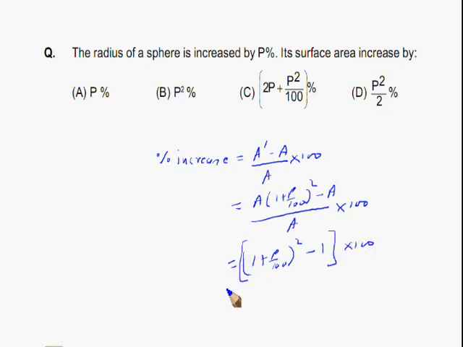into 100. Now by expanding this, (a plus b) the whole square, that is a square plus b square plus 2ab, that is 1 plus 2p by 100 plus p square by 100 square, minus 1, into 100. Now 1 is cancelled by 1, so now multiplying by 100, we get p square by 100 plus 2p. So the required percentage is p square by 100 plus 2p. So according to the options, option C is correct.